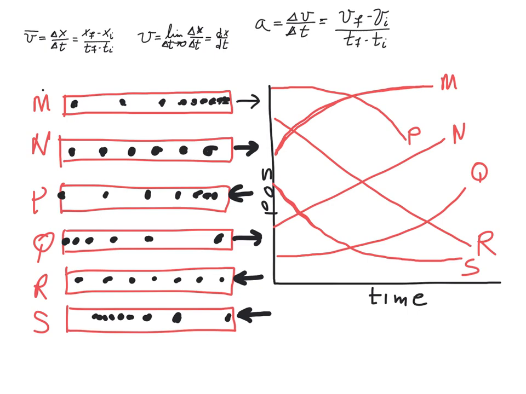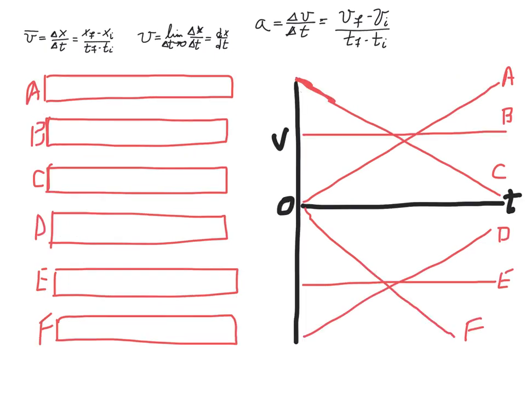And then I skipped R. R is a constant negative velocity. The slope is constant. So R has to be negative, and the oil drops, like the ticker timer, should be equally spaced. Okay, I don't think I made any mistakes. That all seems reasonable. Now let's do this for velocity versus time graphs.